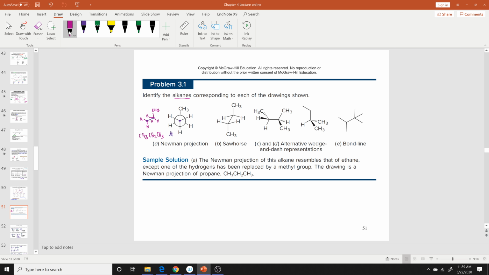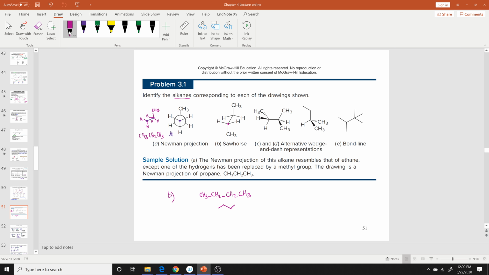So for B, the alkane structure is a CH3. That CH3 is connected to a CH2, and then I'm having another CH2 over there, and then a CH3. So this is basically a sawhorse of butane. You can simply draw it as a chain.